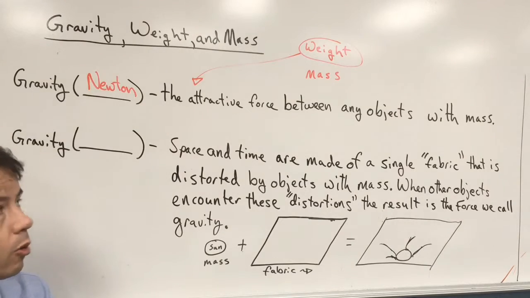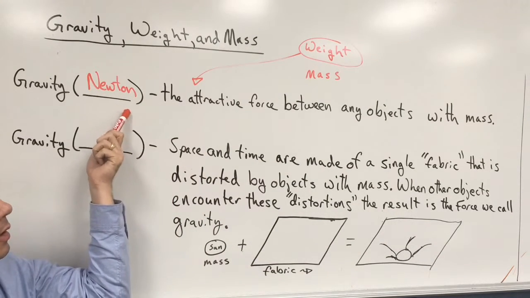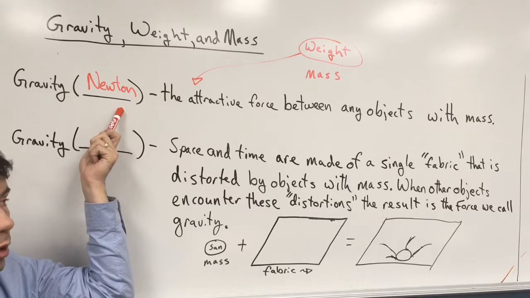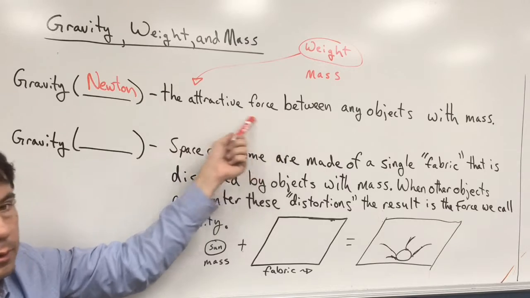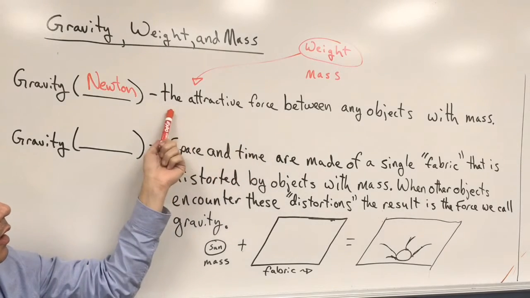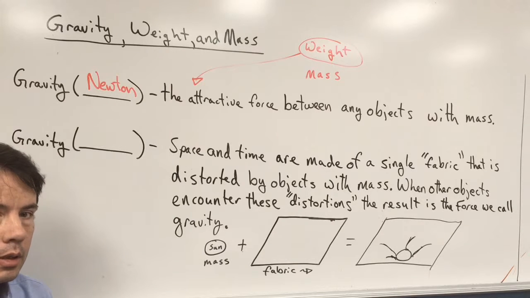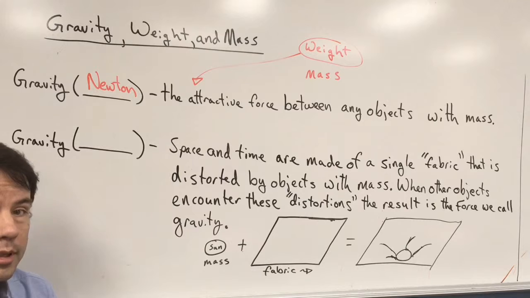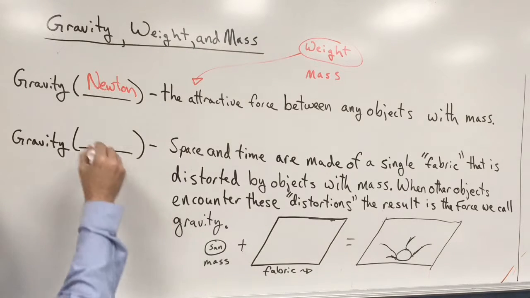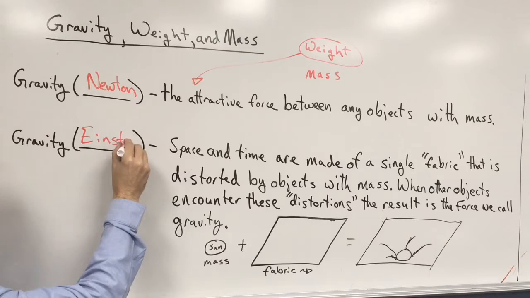So we're going to get into that some more, but what you really need to say is that what Newton described was not necessarily what gravity actually is, but more of what the magnitude of that force is. He said it's the attractive force between any objects with mass. Well, a couple of centuries later, Einstein comes along and tells us a little bit better what gravity is.